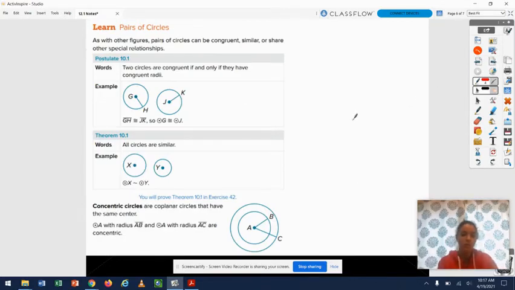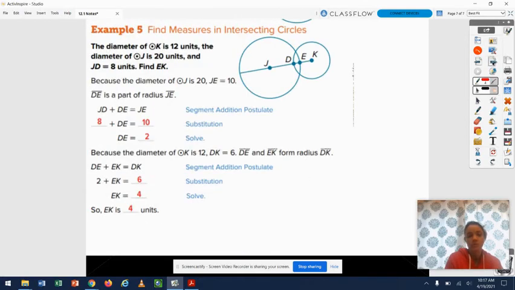On the next part, it gives you a postulate. It says that two circles are congruent if and only if they have congruent radii. So it's just showing you two different circles with congruent radii. And then theorem 10.1 says that all circles are similar. And then one vocabulary phrase that you may want to circle or highlight: concentric circles are coplanar circles that have the same center. So it'll usually look like you have a circle inside of another circle. Those are considered concentric circles.